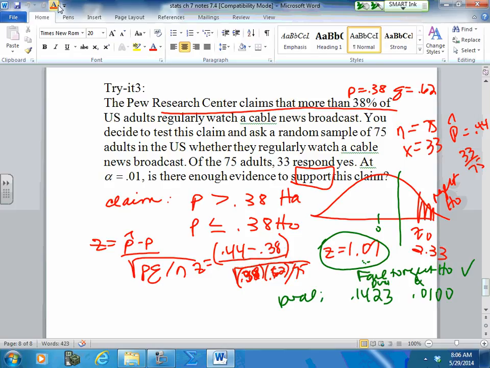What was your question? So how did we get to 0.44? Part over whole. X over N.